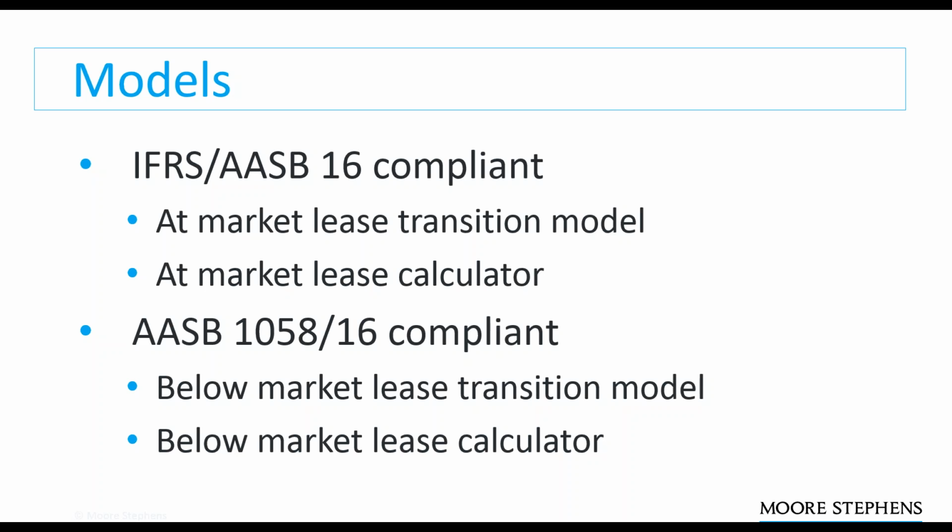So just to recap, if you're a for-profit entity needing to transition to the new IFRS 16 standard, then you will use our at-market lease transition model for the initial transition period, and you'll use the at-market lease calculator for those reporting periods after transition. If you're a not-for-profit entity, you need to decide whether the lease is on commercial terms or whether the terms are below market. And depending on which leases you have, you might be required to use all 4 models.